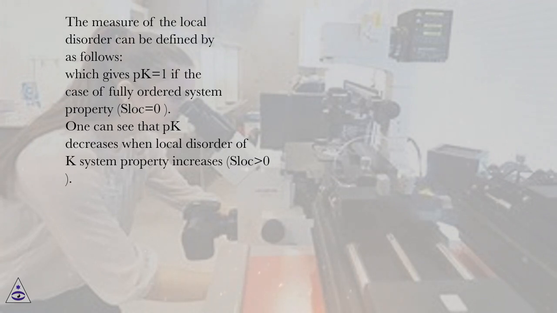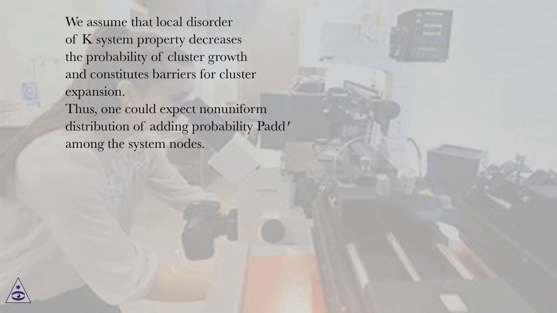Which gives p_ark equals 1 in the case of a fully ordered system property, slope equals 0. One can see that p_ark decreases when local disorder of the K-system property increases, slope greater than 0. We assume that local disorder of the K-system property decreases the probability of cluster growth and constitutes barriers for cluster expansion. Thus, one could expect non-uniform distribution of adding probability p_ad among the system nodes.